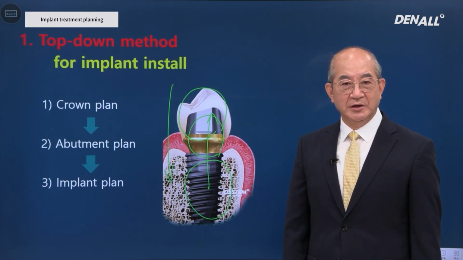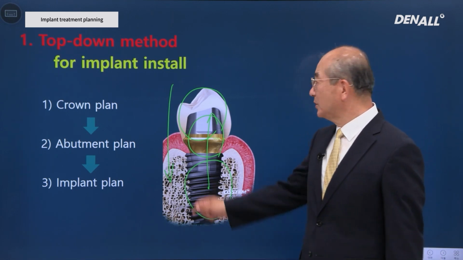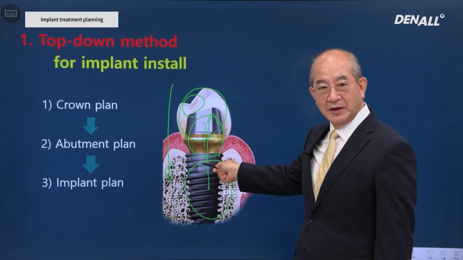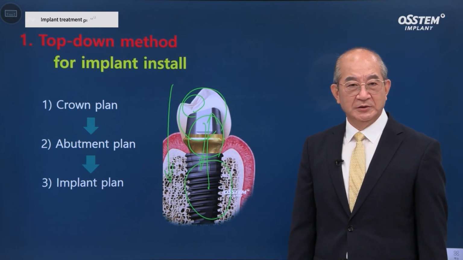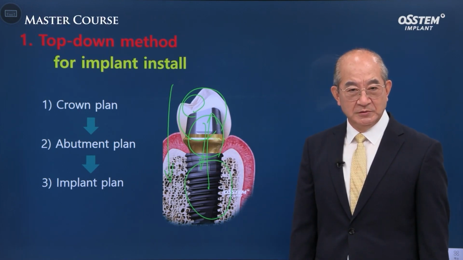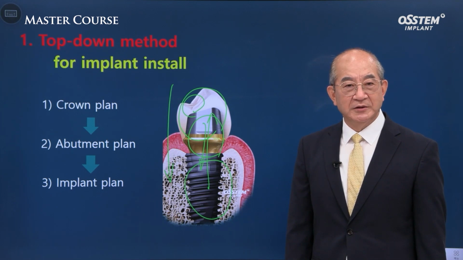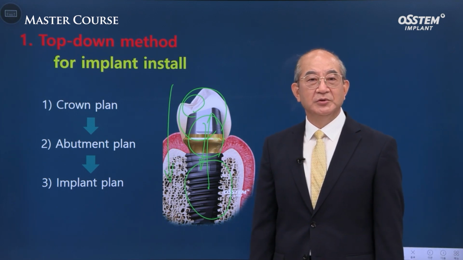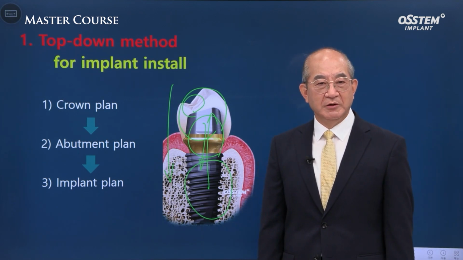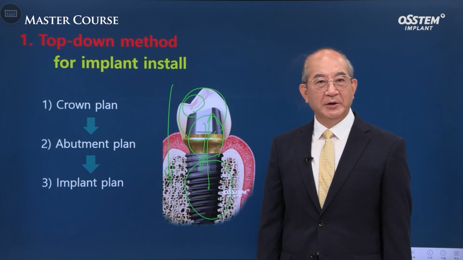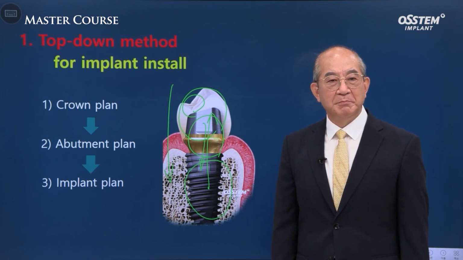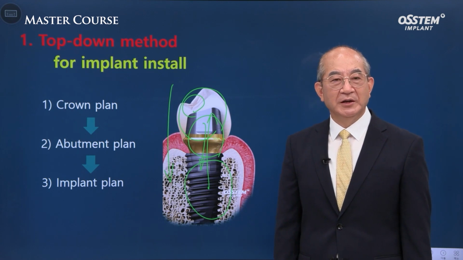The master course treatment planning process centers around top-down method in which the crown is selected first. When coming up with implant treatment plan, you need to plan for crown first, followed by abutment, and then the implant. This is the top-down method. Please remember this.